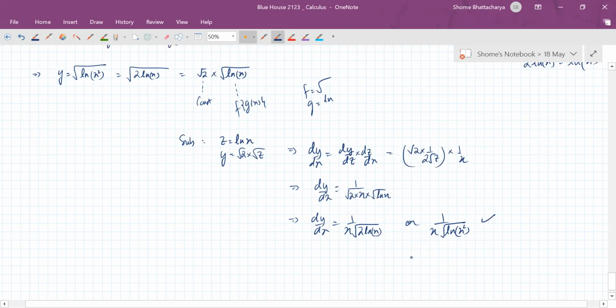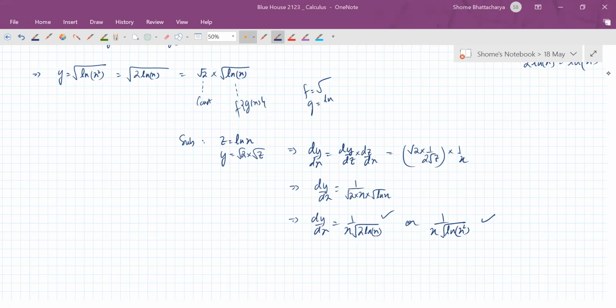You'll get exactly the same answer, whichever way you express it, this way or this way. Yes, sir, I got the same solution, but I made a mistake. That's why I got ln x to the power 2 and to the power half. Okay. So you understood the mistake, no? Yes, sir.